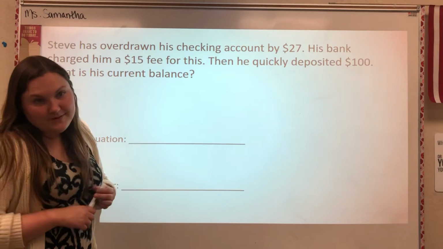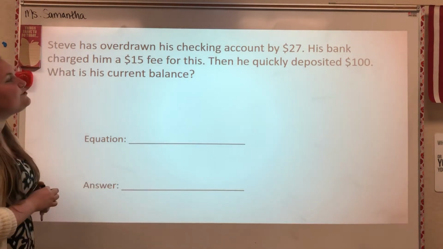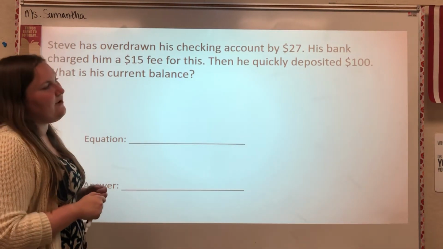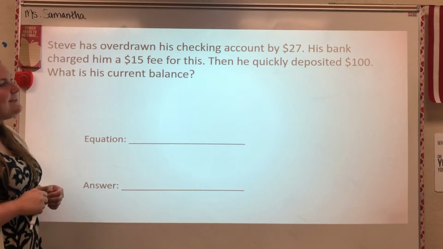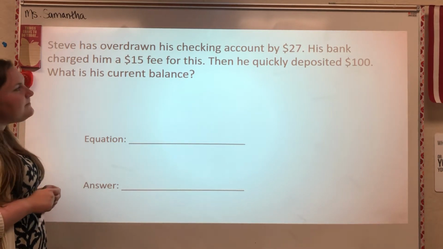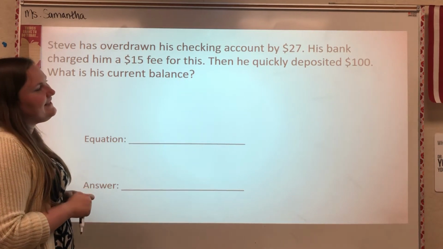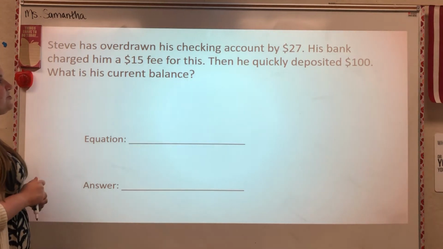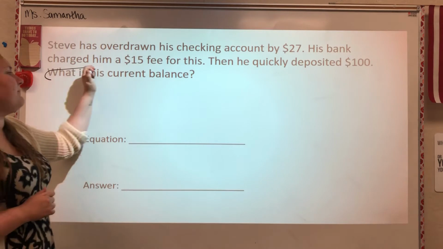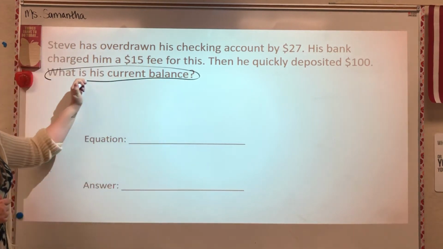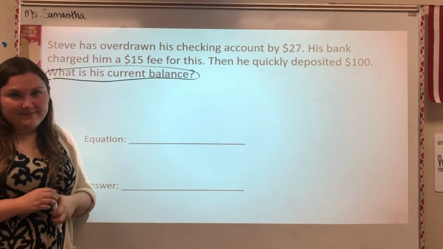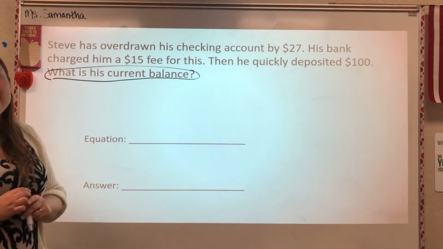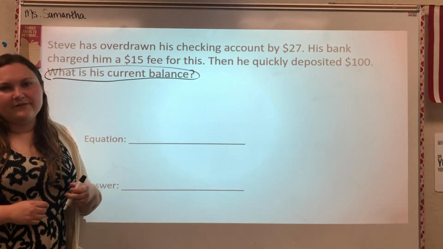So in this first problem here, we've got Steve has overdrawn his checking account by $27. His bank charged him a $15 fee for this. Then he quickly deposited $100. And the question is, what is his current balance? So I've gone ahead and circled our question, what is his current balance? But I'm gonna go through this again and start underlining some of the important information.